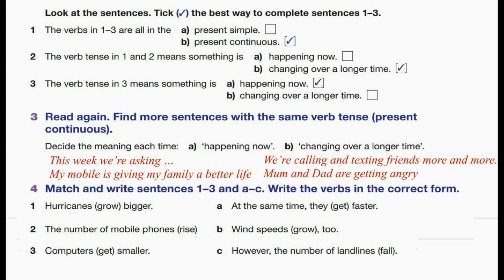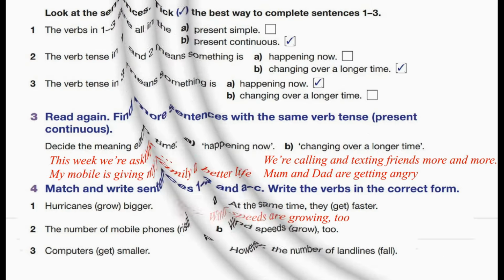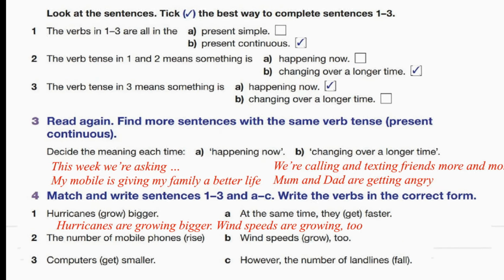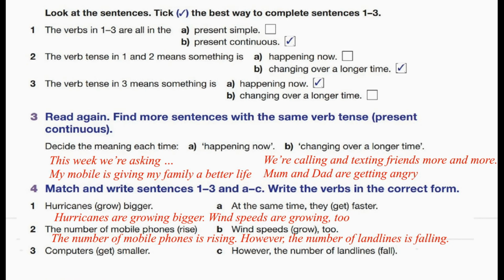Write the verbs in the correct form. Hurricanes are growing bigger. Wind speeds are growing, too. The number of mobile phones is rising. However, the number of landlines is falling. Computers are getting smaller. At the same time, they are getting faster.